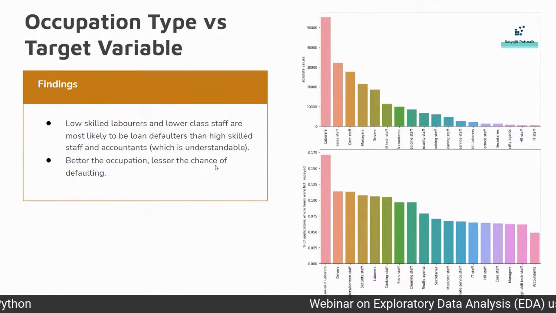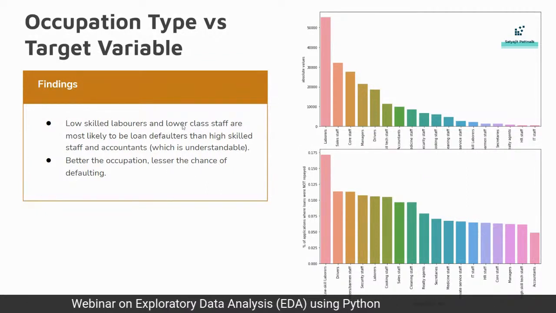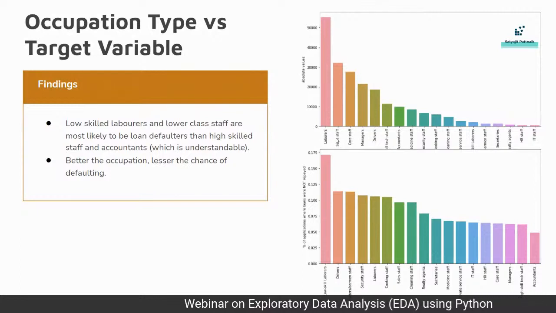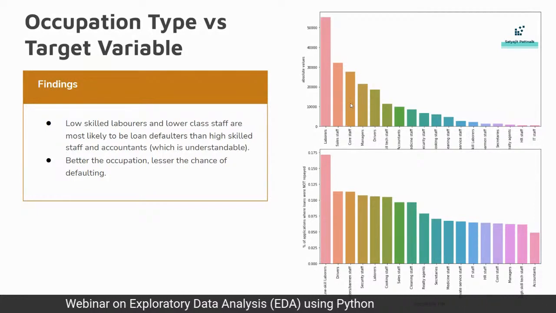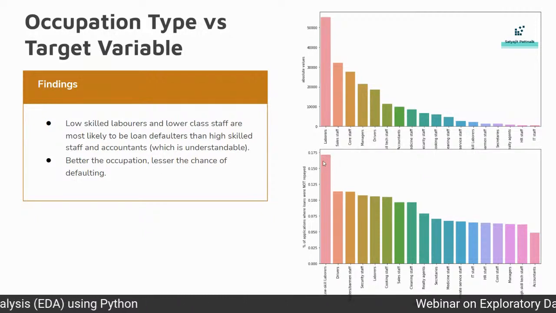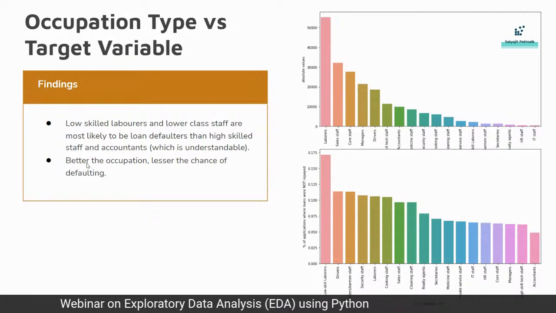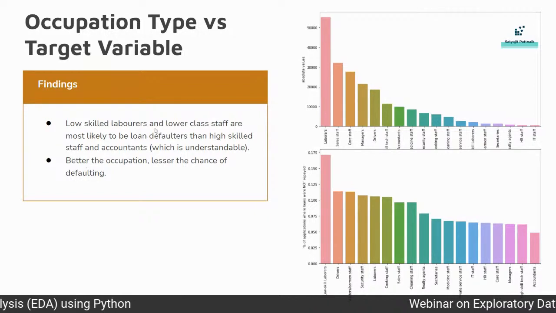Similarly, I have also analyzed occupation type versus the target variable. Low skilled laborers and lower class staff are more likely to be loan defaulters than high skilled staff and accountants, which is understandable, right? You can see laborers, sales staff, core staff have the highest percentage of not paying the loans. Could be for monetary reasons, or multiple other reasons, right? Which is quite understandable. So the better the occupation, the lesser the chance of defaulting. This is the insight which we got.